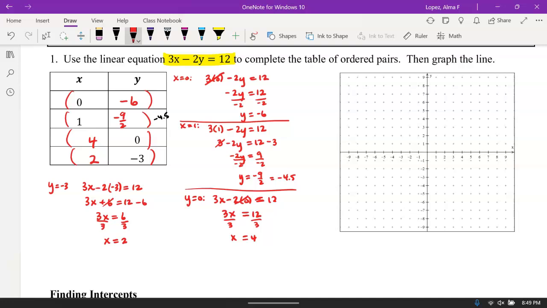This is just us reviewing the method that we learned in the last section. Go to where x is 0, go down to negative 6. Go to where x is 1, go down to negative 4.5. Now, right there. Go to 4, 0. Go to 2, negative 3. So cool how they'll always line up. And if they don't, you know you made an arithmetic error, so you can fix it.